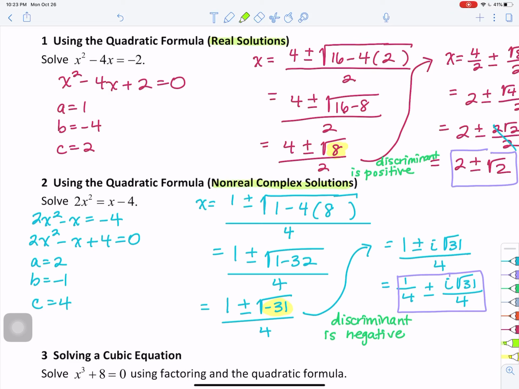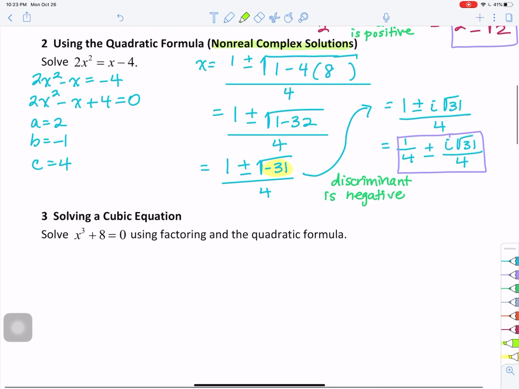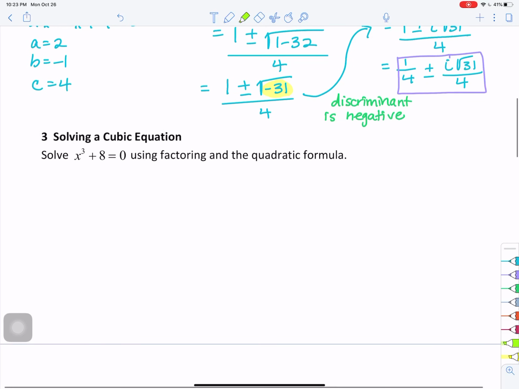So that is the same thing. Here we had 2 real solutions in the previous example. Okay, let's solve a cubic equation. And this will lead us to a quadratic formula. A little bit advanced, but I think you'll be okay with that, okay?